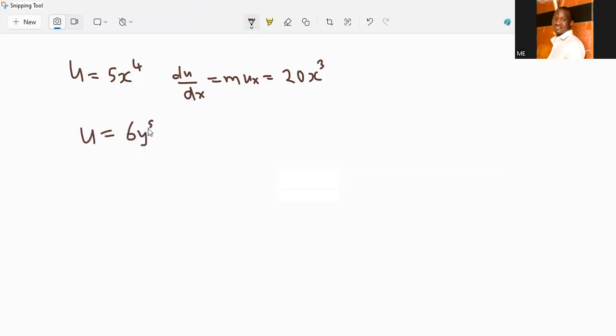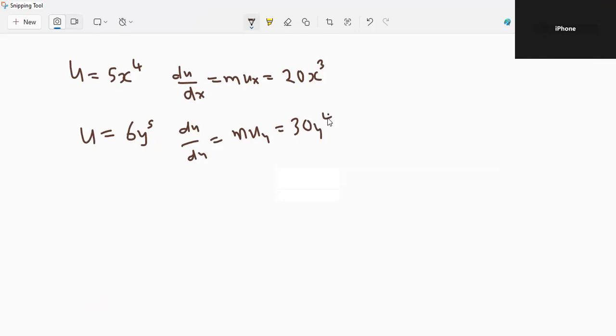If we have 6y^5, what is du over dy, the marginal utility of y? What do we get when we differentiate that? You multiply the numbers, which will be 30y^4. But if we have a combination of these two, u is equal to 6x^4 y^5.